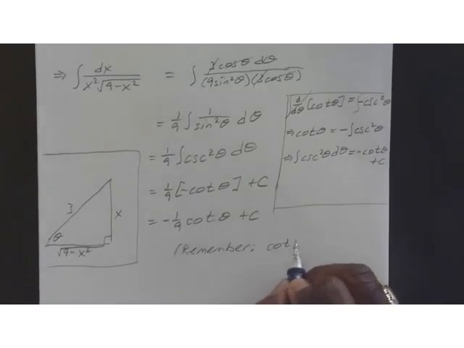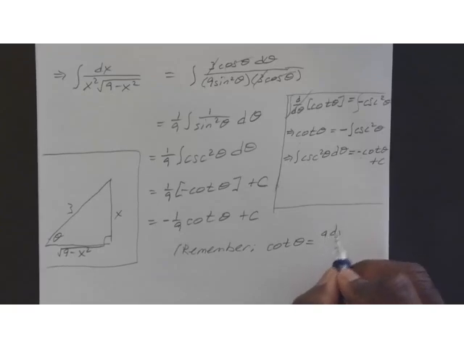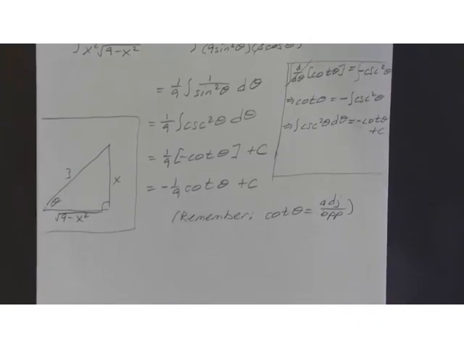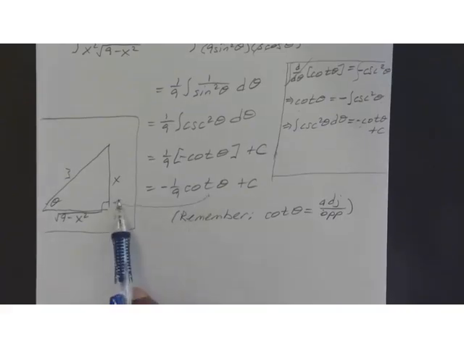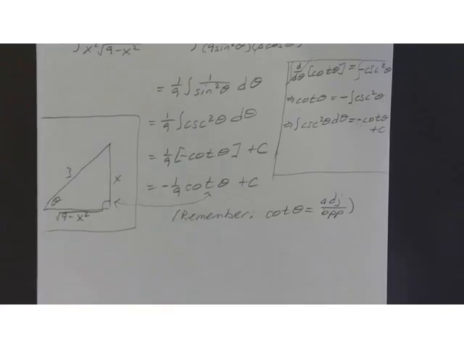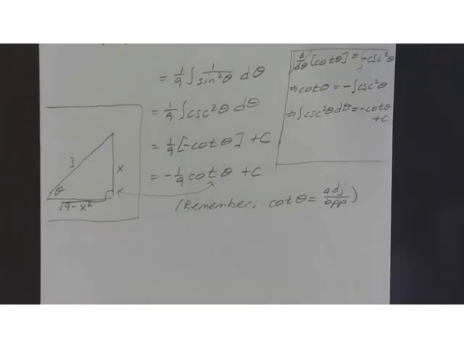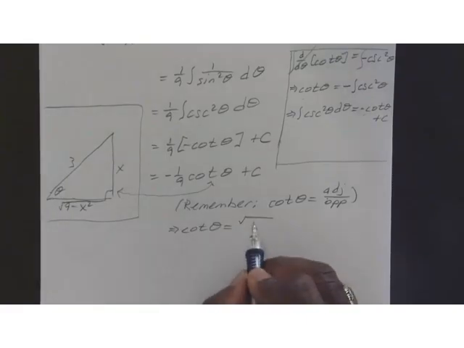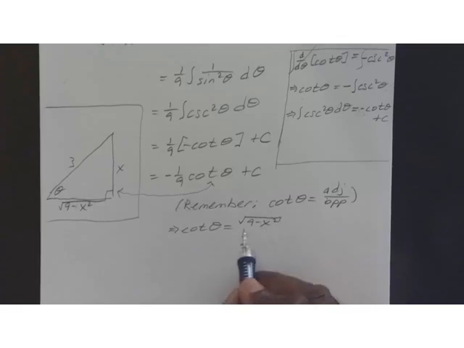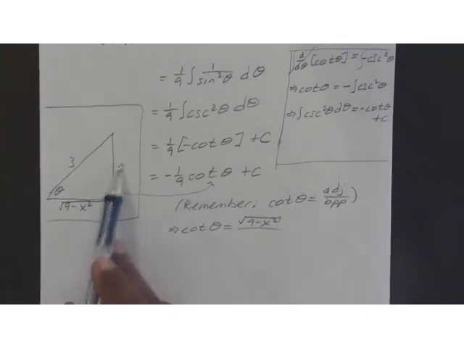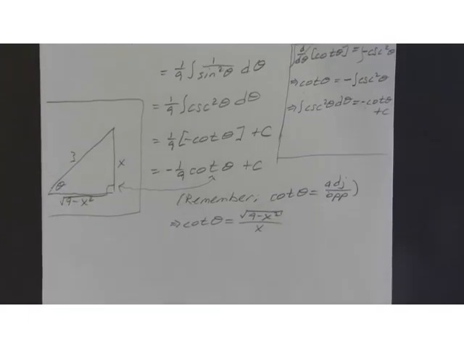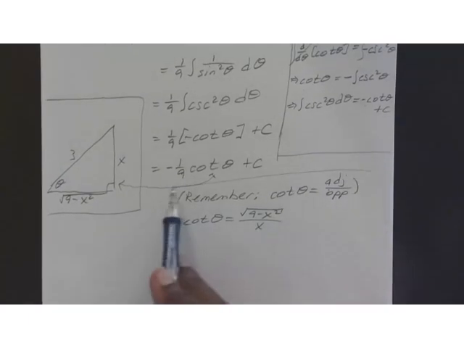We know that cotangent of theta is equal to adjacent over opposite, because it's the reciprocal of tangent. So we just apply this to that triangle. That means cotangent of theta is equal to the adjacent, which is the square root of 9 minus x squared, divided by the opposite, which is x. I'll put that in its own little box.